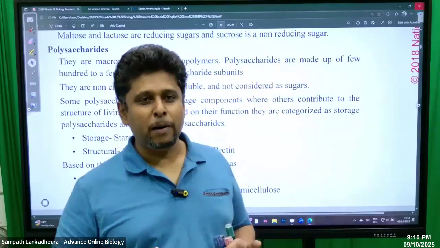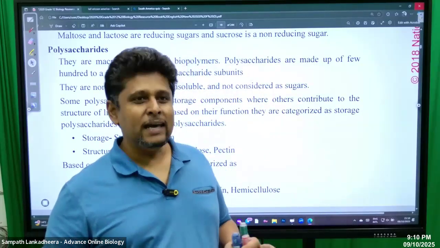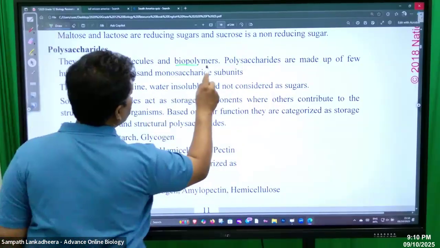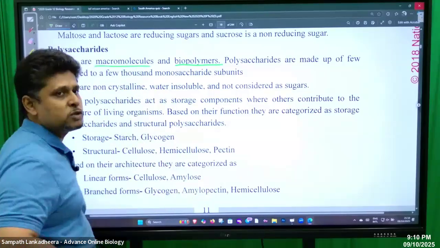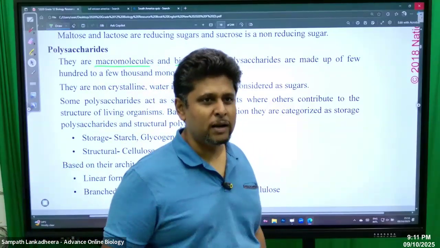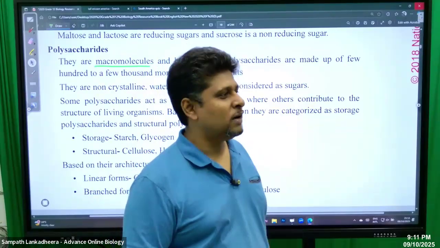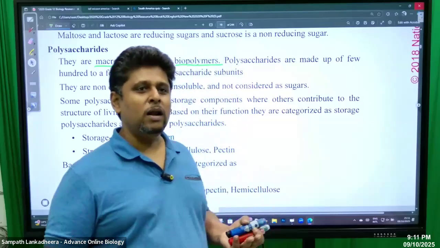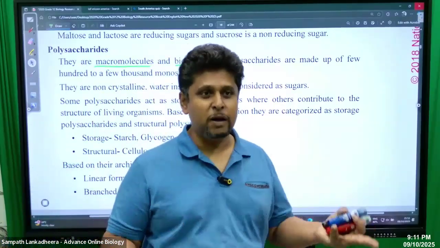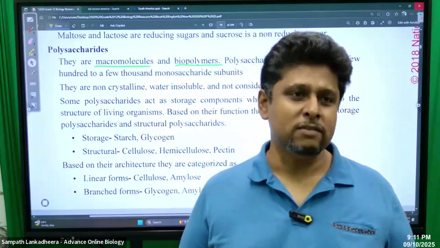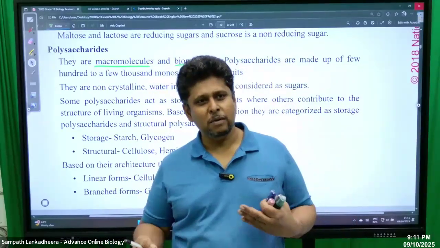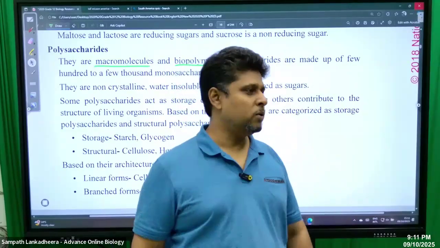Now, polysaccharides are biomolecules. They are biopolymers. I saw that some students confuse biopolymers and macromolecules. If a polymer is made up of many units, you call it a polymer. It's a macromolecule and a biopolymer. Large molecule: if the molecular weight exceeds 7,000, you call it a macromolecule. Biopolymer means made up of many repeating units.